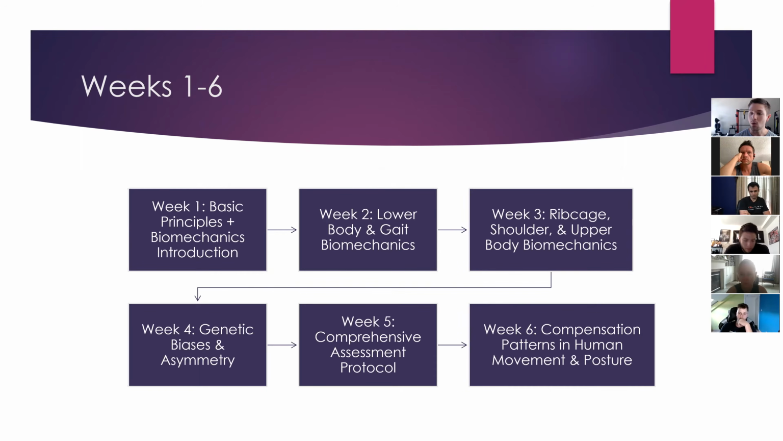And then we're going to go way deeper into an assessment protocol, and then understand how compensations can predictably occur based on these genetic biases and asymmetry. We're humans, we're different, but we're not that different. So there are predictable compensations that happen, and then you can cross-reference them with the assessments we learned the week before, and we can know where to plug and play someone.